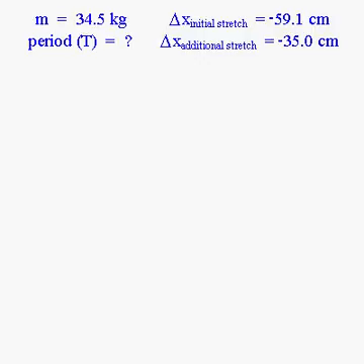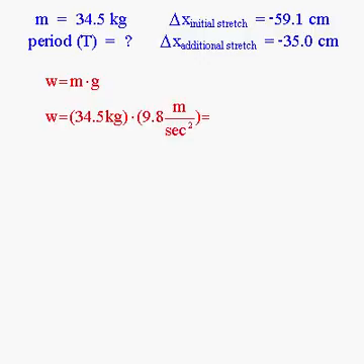When the mass is added to the spring, its weight pulls the spring down, and the spring will continue to stretch until the restoring force is equal to that weight. So let's calculate the weight. Weight equals mass times g. The mass is 34.5 kilograms. g is 9.8 meters per second squared. So the weight is 3.4 times 10 to the 2 newtons. The spring will stop when the restoring force equals that weight.